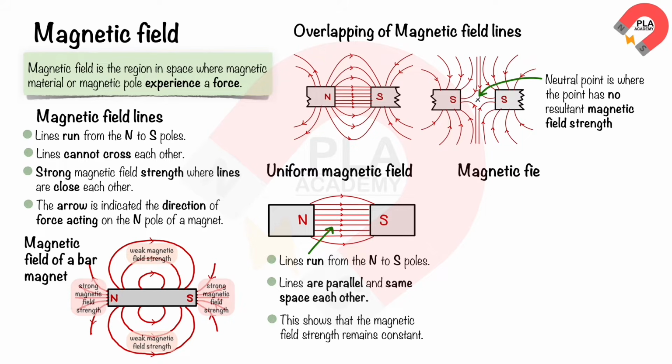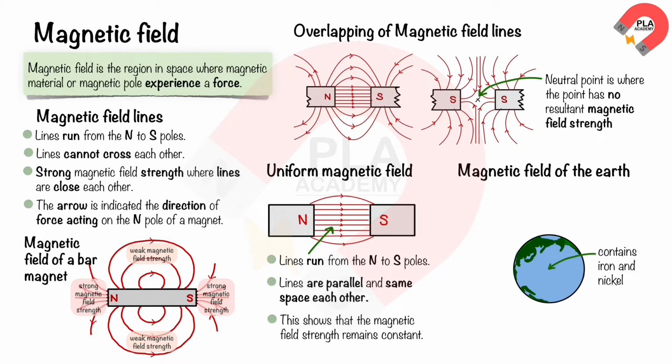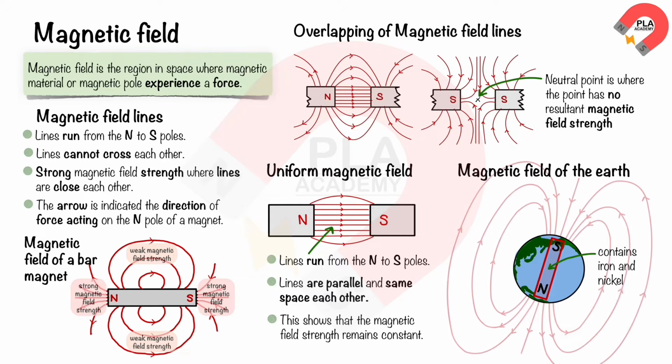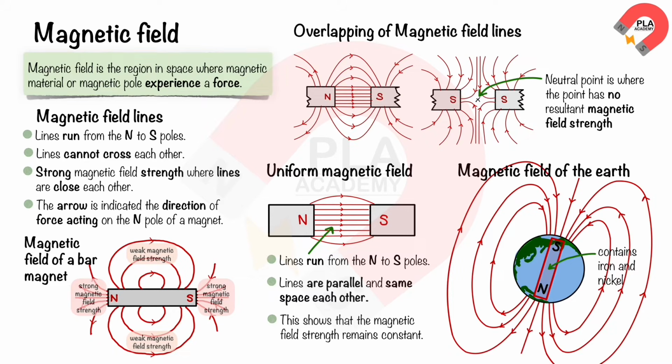The magnetic field lines around the Earth. The inner core contains iron and nickel, which are magnetic materials. This causes the core of the Earth to be a magnet. The north pole of Earth is the south pole of the magnet, and the south pole of Earth is the north pole of the magnet. The magnetic field lines of the Earth run from the south to north of the Earth.